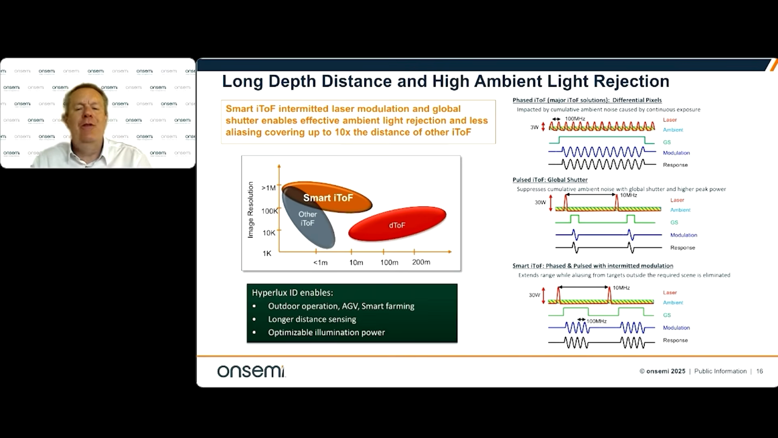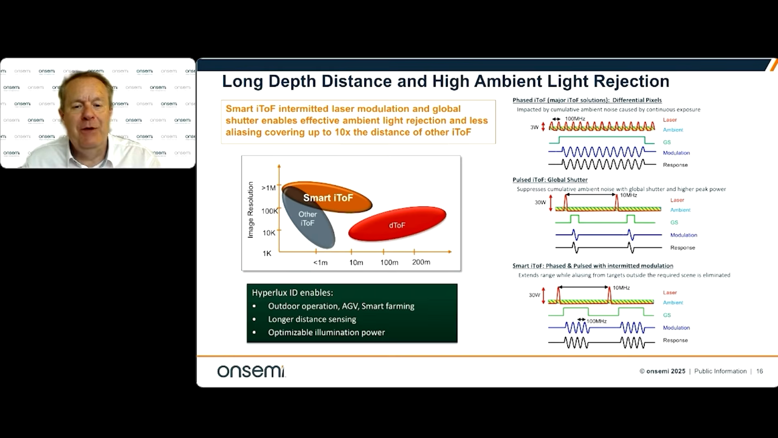So how do you overcome that? You can do pulsing. You increase the laser power up to 30 watts, and then you pulse it. Because it's a global shutter sensor, you know exactly when the receiver is going to come; it's deterministic. So you just open that global shutter just as you do the send and receive. So all of the ambient light in between is rejected.